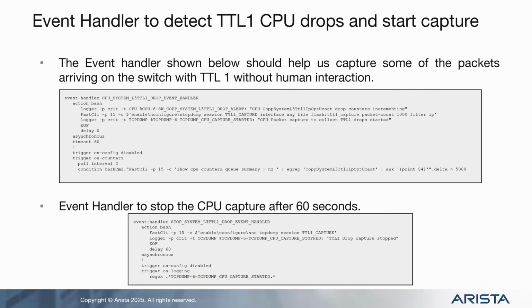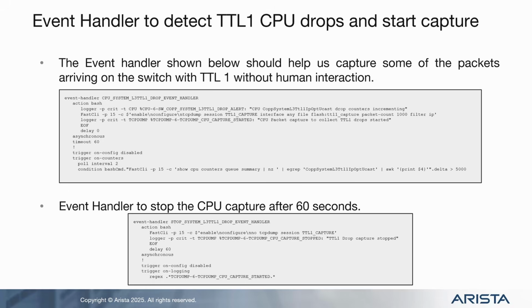Now, if you notice, we have delay 0. This is because we want the capture to be configured as soon as the condition is met. If you notice under the action bash, we have multiple commands. First one is going to be logging a message indicating the CPU drops are occurring. And the second command is going to be to configure the tcpdump packet capture. The packets that are going to be captured will be written in Flash in a file named ttl1_capture, and we are only going to capture 1,000 IP packets.